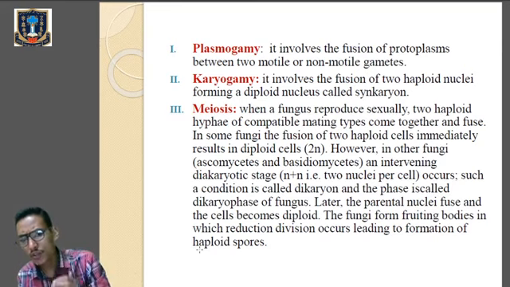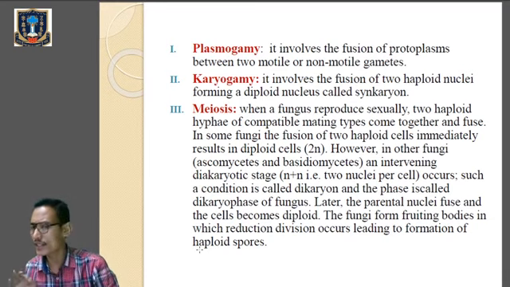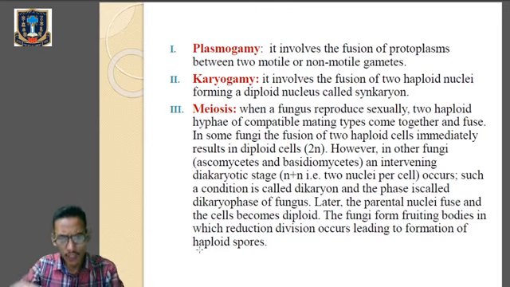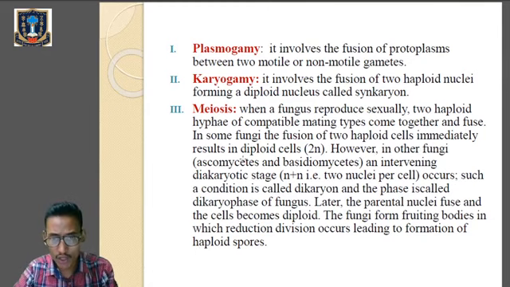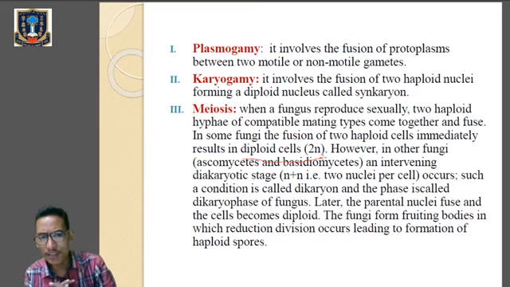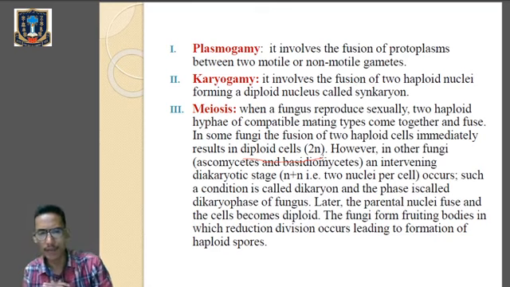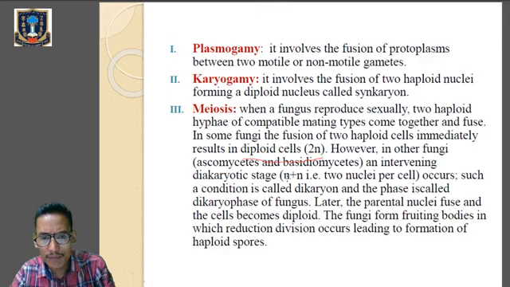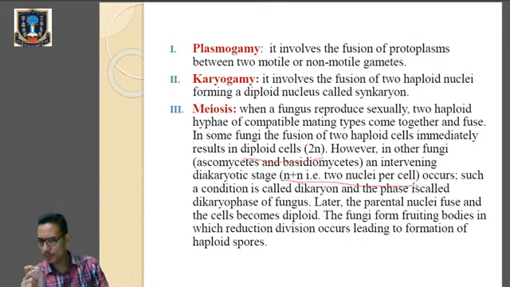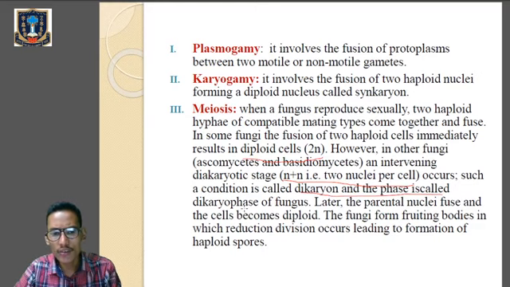Now in some fungi, the fusion of two haploid nuclei immediately results in the formation of diploid cells. In most fungi, whenever the two haploid hyphae or two haploid nuclei fuse, it ultimately leads to the formation of diploid cells or a diploid nucleus, which is 2N. But in certain fungi like Ascomycetes and Basidiomycetes, we find an intervening stage between plasmogamy and karyogamy where the cell contains two nuclei, that is N plus N, two nuclei per cell. Per cell we find how many nuclei? Two. Such a condition is called dikaryon and the phase is called dikaryophase.